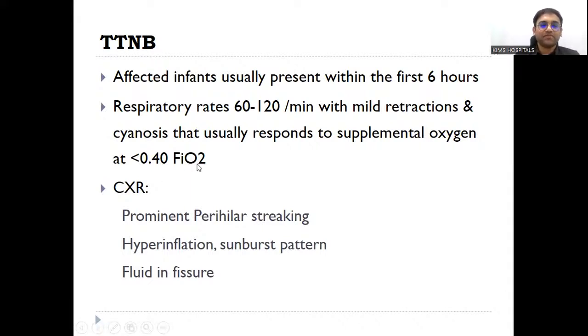Sometimes more severe babies might be associated with some RDS or asphyxia-related lung injury, and there the babies might even require CPAP treatment. So in the chest X-ray, we can see the predominant perihilar streaking in a sunburst appearance, there is hyperinflation, and there is fluid in the fissure.